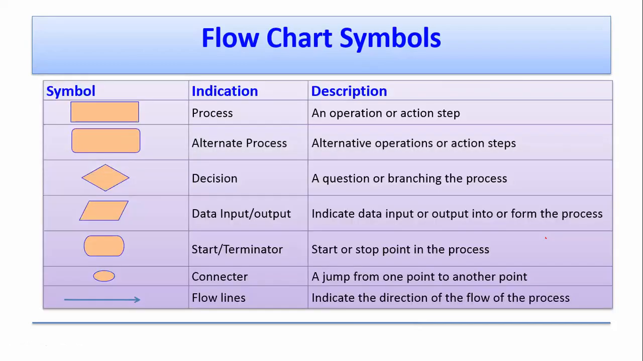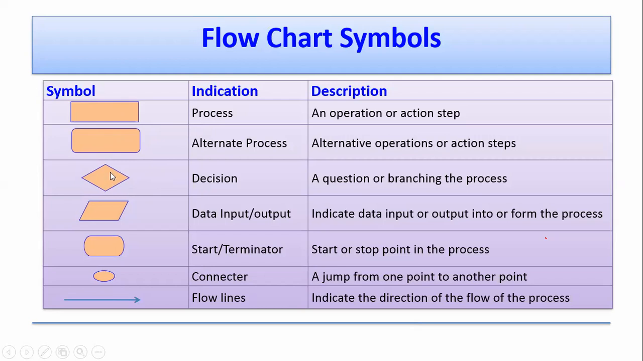So there are some basic symbols that we have to use in a flowchart. These are those symbols. Here the rectangle indicates the process. Process means the operations or the actions. And if there is some alternative process, we may represent it using this kind of rectangle. Actually, this is not an exact rectangle. This is a shape of rectangle whose corners are curved in shape.